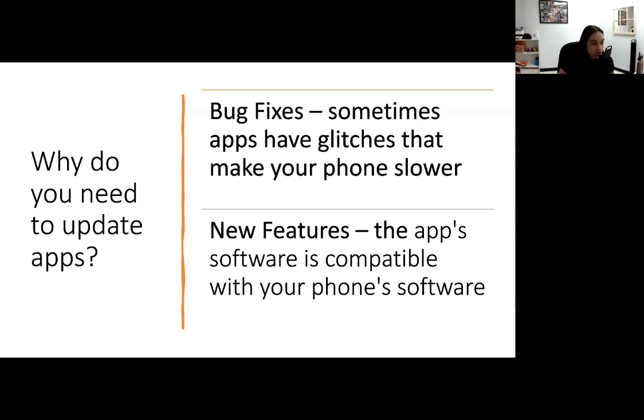Old versions of apps on your phone make your phone slower, because the application is going to have a bunch of glitches, which we call in the computer world bug fixes. We call them little bugs. And as well, you won't have the new features of the app. So that's why it's very important that you update both your phone and the apps on your phone, so that both the phone and the apps are compatible with each other.